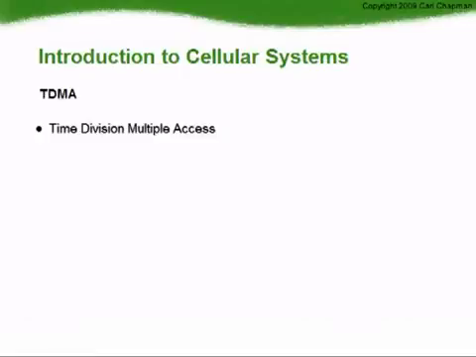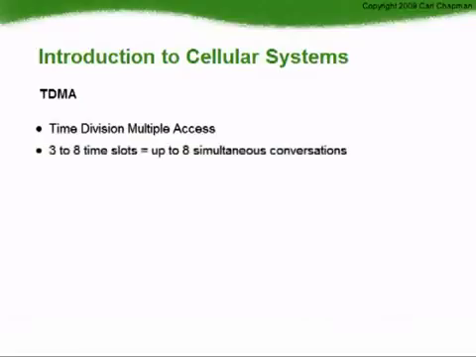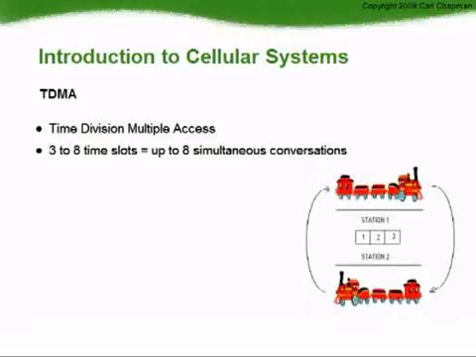TDMA, or time division multiple access, is a form of digital wireless technology, which expands the capacity of the available radio channels by dividing the older analog channel into separate time-based divisions or time slots. Currently each channel supports between 3 and 8 time slots, and can therefore transmit 3 to 8 conversations simultaneously.